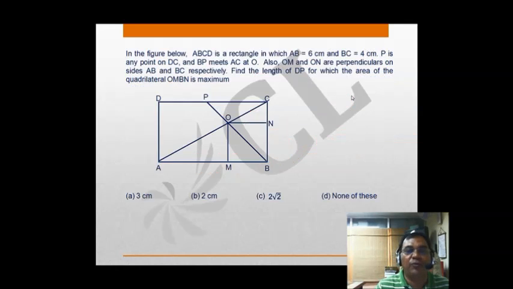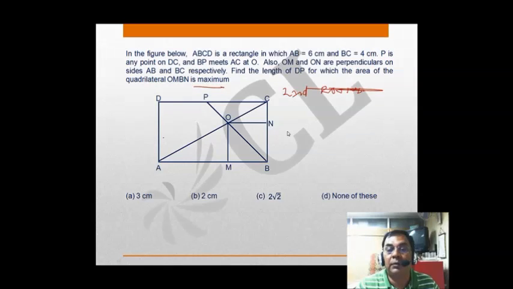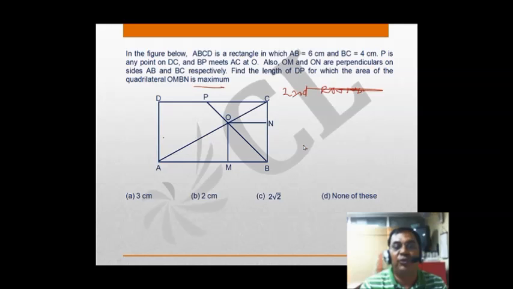After that, I move to: in the figure below, ABCD is a rectangle in which AB is X, P is any point. Maximum. Oh, there it is given maximum. So I'll leave it for the second round, because it cannot be done like this. The tip is shaking. I don't know. That is why I think the design is coming out very bad.